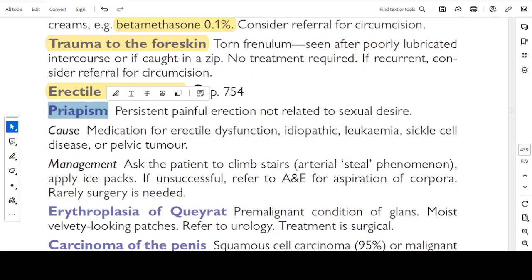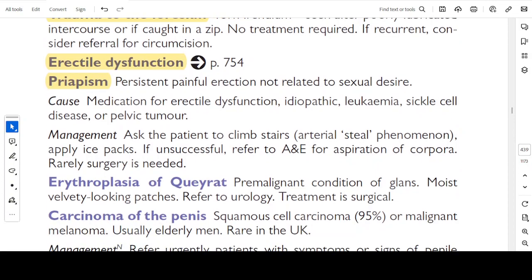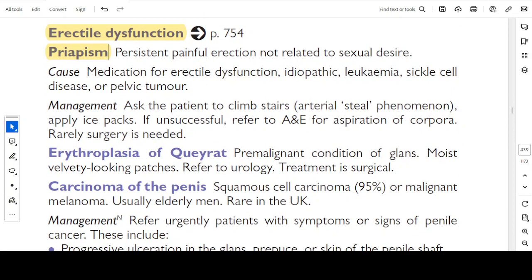Priapism. Persistent painful erection not related to sexual desire. Causes are medication for erectile dysfunction, idiopathic causes, leukemia, sickle cell disease or pelvic tumor. Management: ask the patient to climb the stairs, arterial steal phenomenon. Apply ice packs. If unsuccessful, refer to A&E for aspiration of the corpora. Rarely surgery is needed.